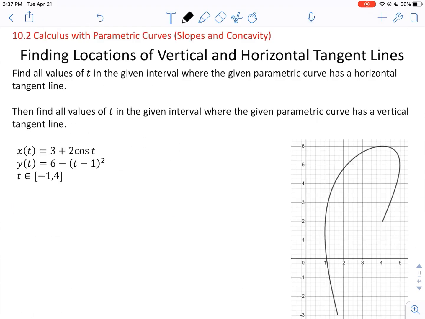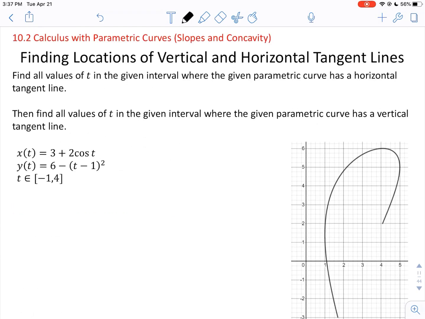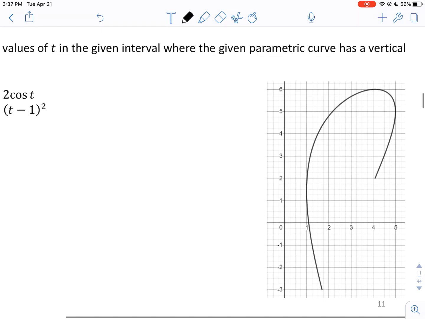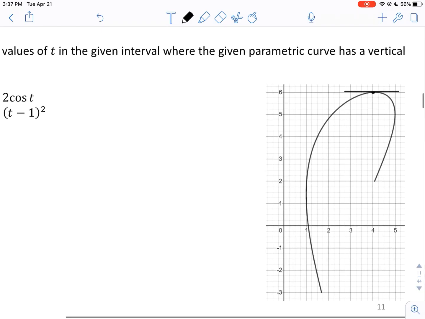Find all values of t in this interval where the given parametric curve has a horizontal tangent line. Then find all values of t where it has a vertical tangent line. Well, visually you can see that this curve is going to have a horizontal tangent line somewhere around up here. And then there's going to be a vertical tangent, somewhere in this area.